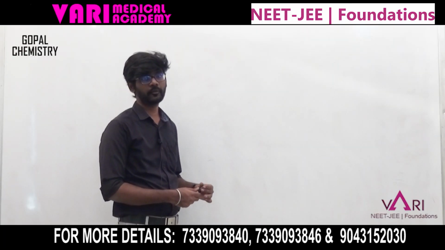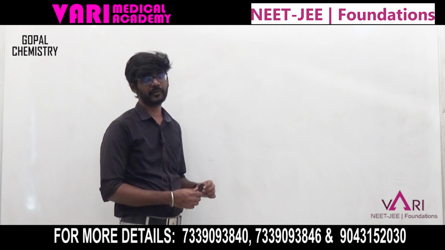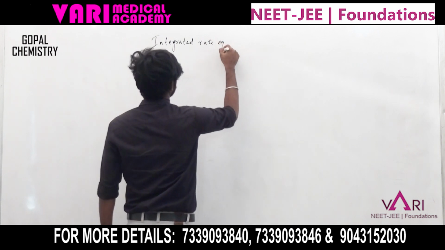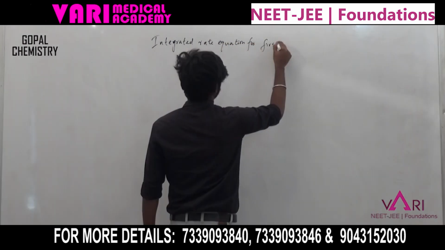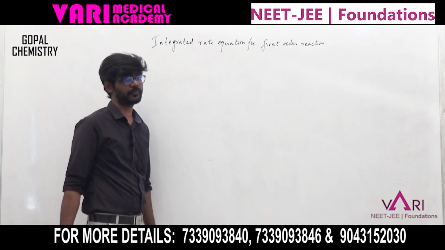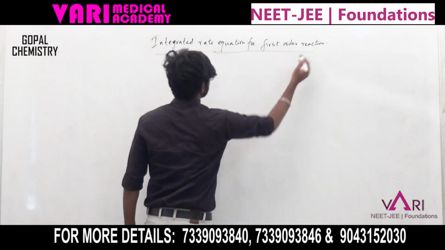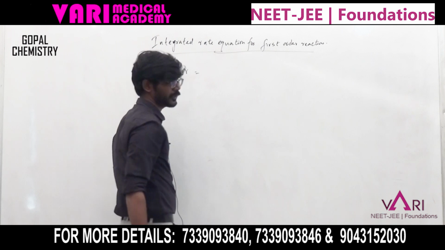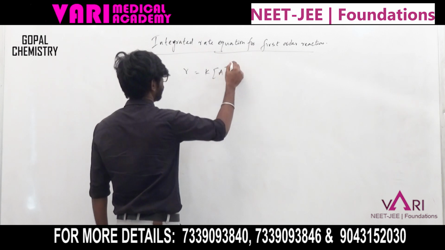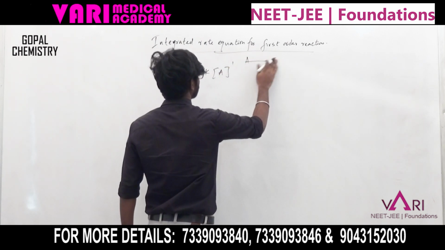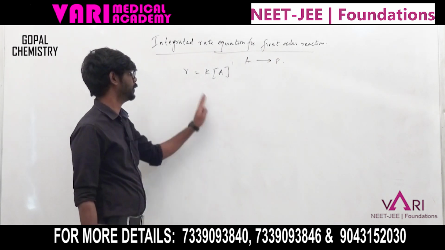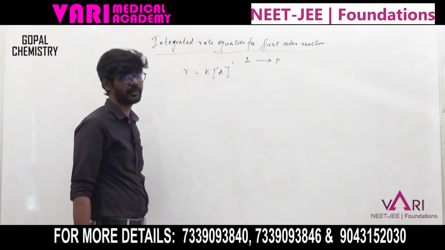So welcome students. Today we are going to discuss the integrated rate equation of first order reaction. First order reactions mean the rate of the reaction only depends on the concentration of one reactant. For example, the reaction is A gives P product. In this reaction, the rate of the reaction only depends on the concentration of only one reactant.